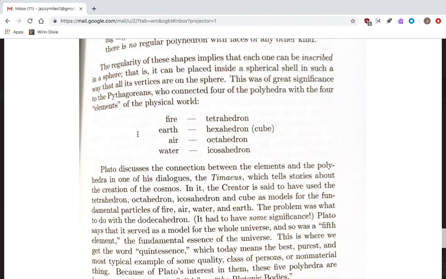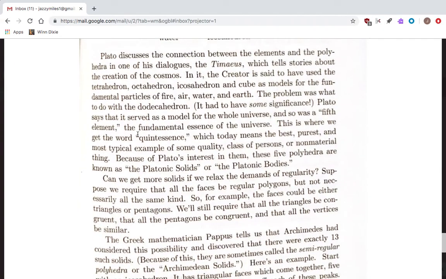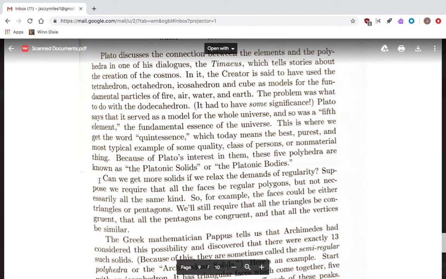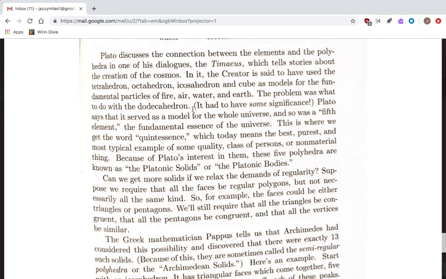Love it. This was of great significance to the Pythagoreans, who connected 4 of the polyhedra with the 4 elements of the physical world. Fire, connected to tetrahedron. Earth, hexahedron, cube. Air, octahedron. And water, icosahedron. Plato discusses the connection between the elements and the polyhedra in one of his dialogues, the Timaeus, which tells stories about the creation of the cosmos. In it, the creator is said to have used the tetrahedron, the octahedron, icosahedron, and cube as models for the fundamental particles of fire, air, water, and earth.